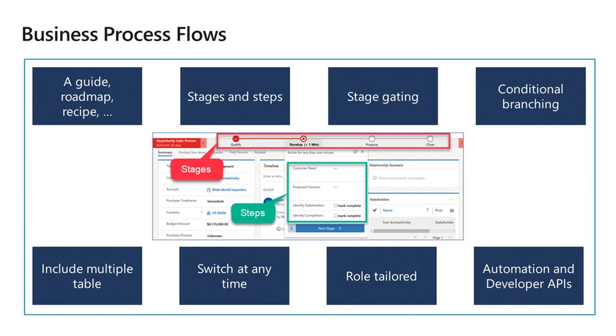The business process flows, you're already aware of this. This is just a guide, a kind of roadmap or a recipe that will help you organize the guide into stages and steps. You got the stage gating, of course. You got the conditional branching. You can include multiple tables. You can switch at any time from one business process flow to another one. This is role tailored, and you can integrate automation and developer APIs here to extend this model.